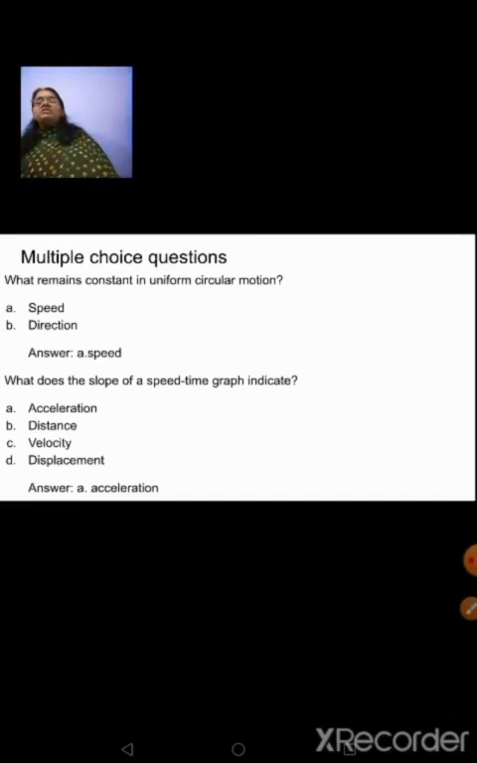Next, what does the slope of a speed time graph indicate? Does it indicate acceleration? Does it indicate distance? Does it indicate velocity or displacement? When it is a speed time graph, the slope of the graph is talking about the acceleration.